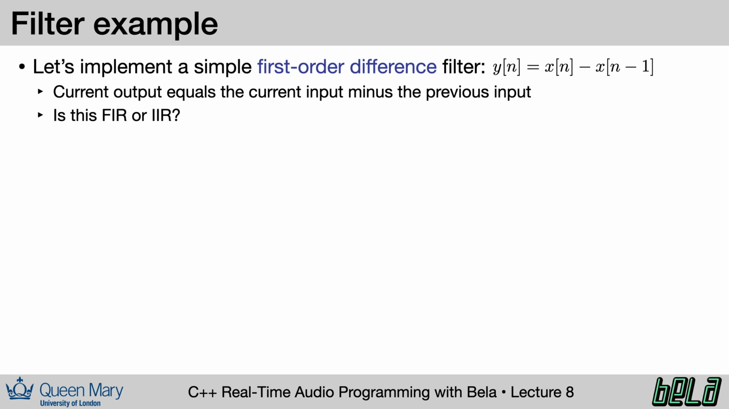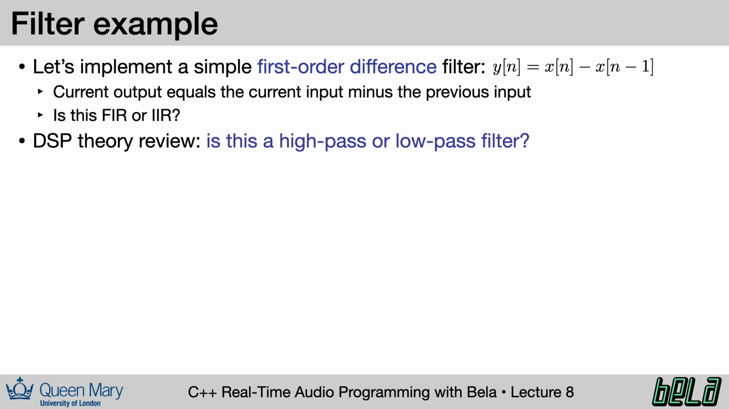The filter we want to implement is called a first-order difference. y of n is equal to x of n minus x of n minus 1. In other words, the current output is the current input minus the previous input. The first question is whether this is an FIR or IIR filter. Well, because there's no dependence on the previous outputs, it's FIR. Now let's ask a slightly trickier question. Is this a high-pass or a low-pass filter, and how would we know?